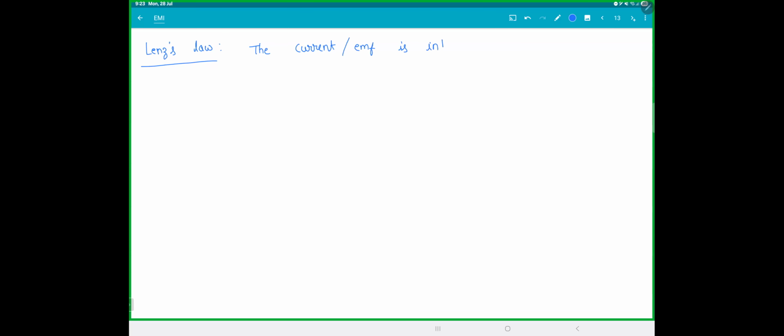So the current or the EMF that is induced in a loop is in such a way that it opposes the change in flux. Again, understand, I don't have a problem with flux. We have a problem with the change in flux.